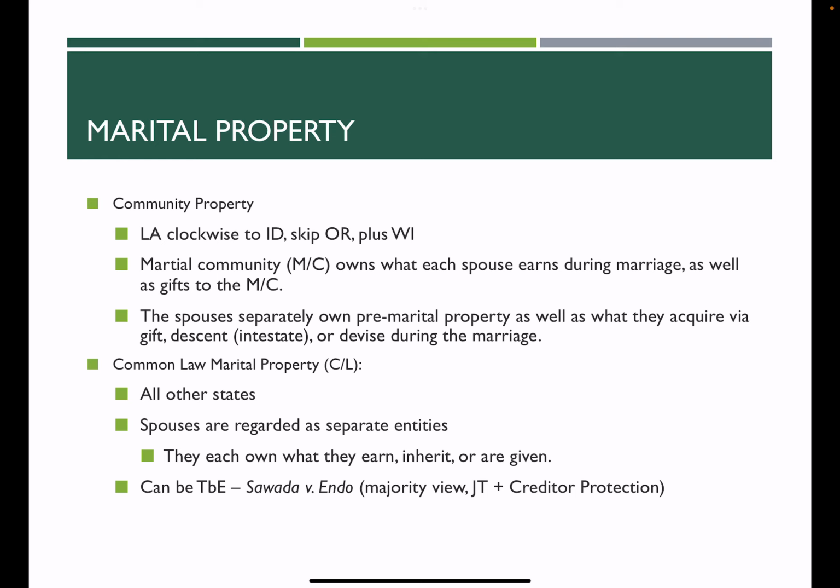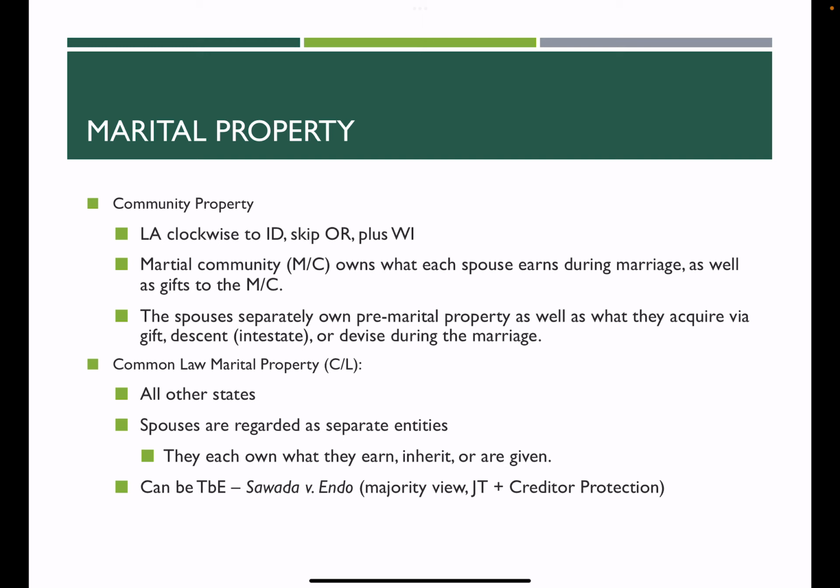All right, so then going on to marital property, there are two types of states. There's community property states and there's common law marital property states. With the community property states, the main way of looking at it is starting off with Louisiana and then working clockwise up towards the West Coast. You skip Oregon and include Idaho and then Wisconsin. And there's two other states, I can't remember off the top of my head, that you can opt into.